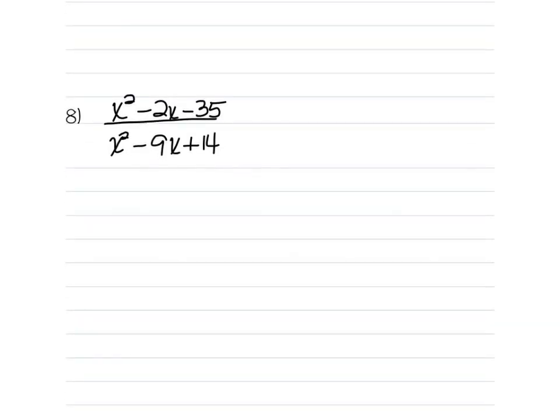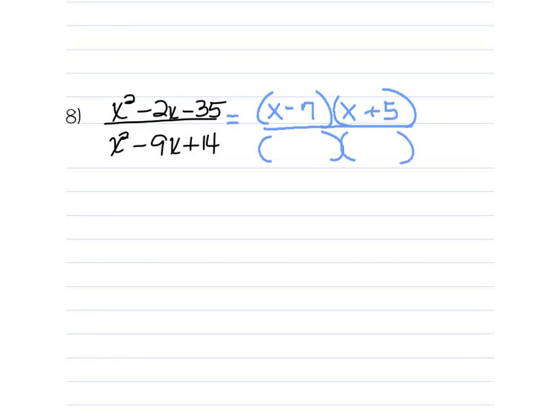Okay, let's do number 8. We'll do this one together. Let's factor. I have x and negative 35, negative 2, so I know I have negative 7, positive 5. This should be second nature to you by now in terms of factoring. So I have positive 14 and negative 9, so I know it's negative 7, negative 2. Okay, so let's go ahead and reduce by the factor that they have in common.